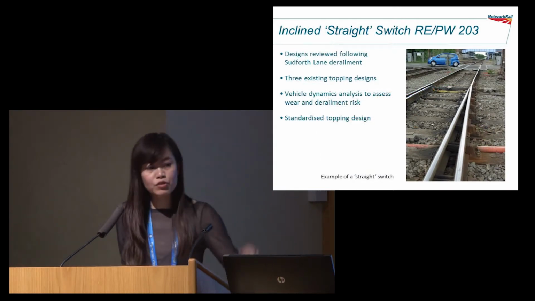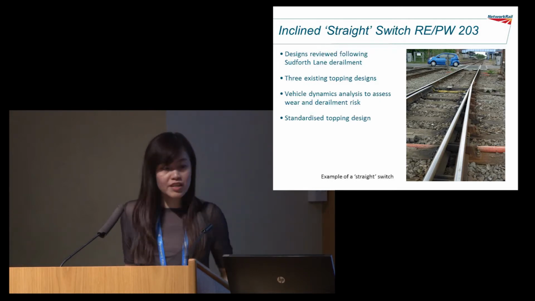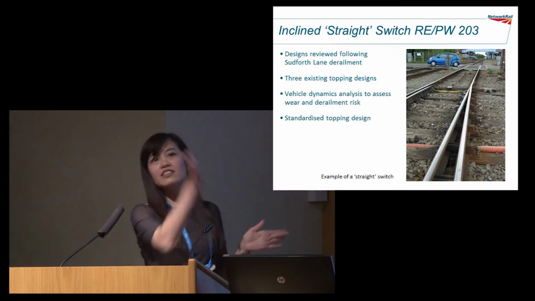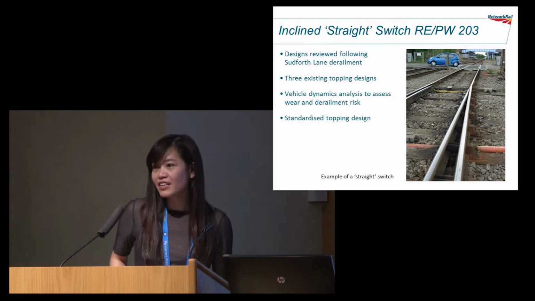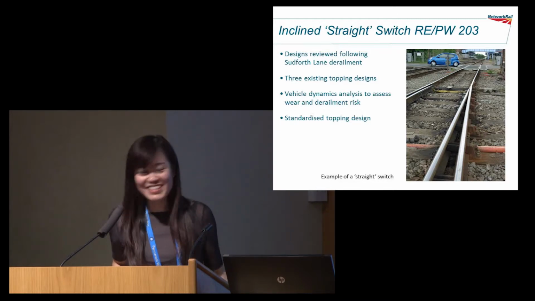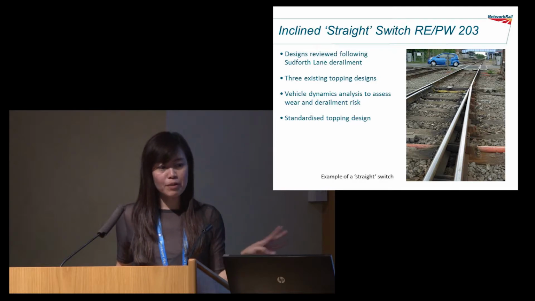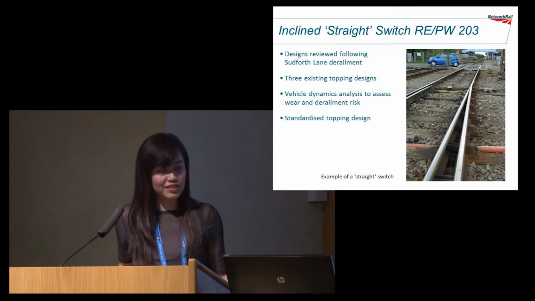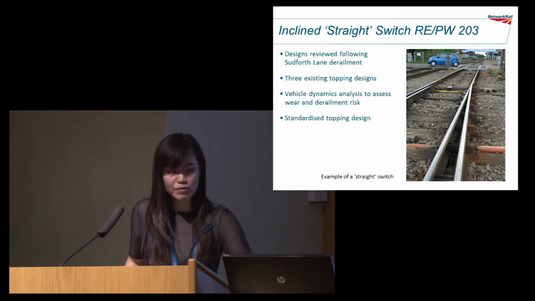In the topping design again, we have these straight type switches. As you can see, it's just a straight line and a straight line going out. These are the old switches. We had a couple of derailments on these switches, and we found that we have 3 different topping designs by 3 manufacturers. So we need to standardize the topping design to make it safe.